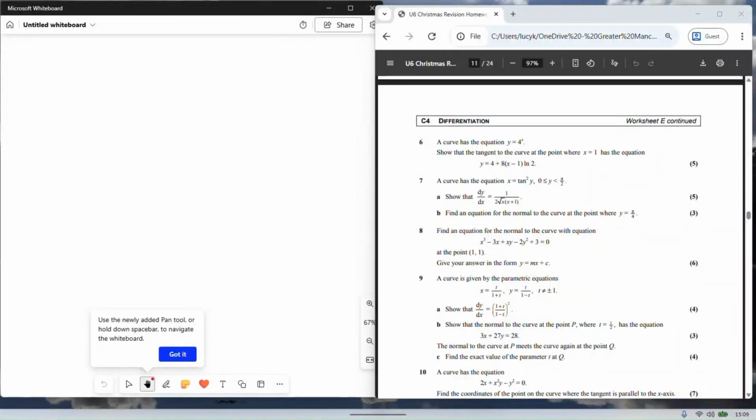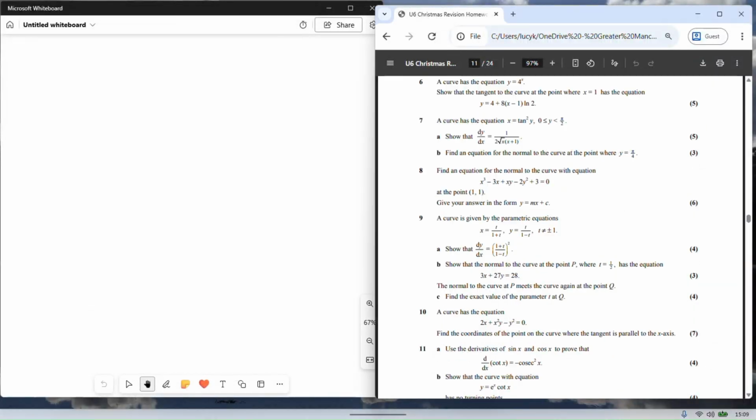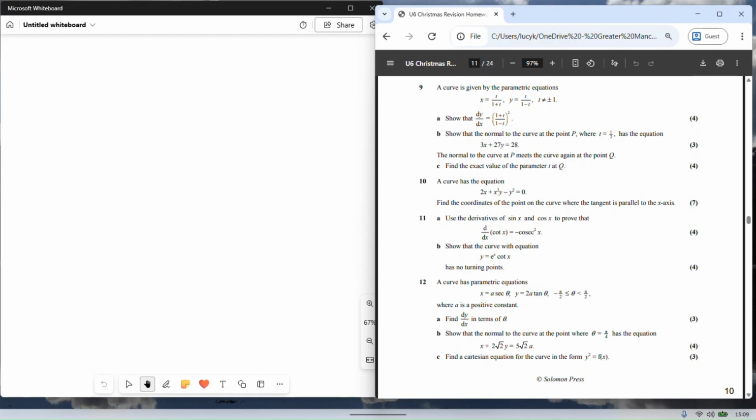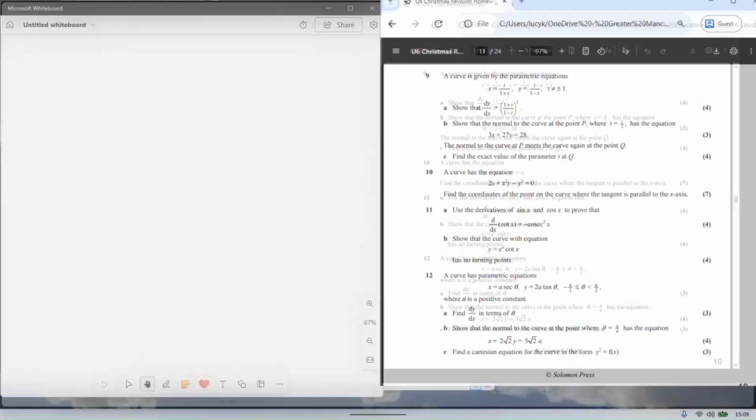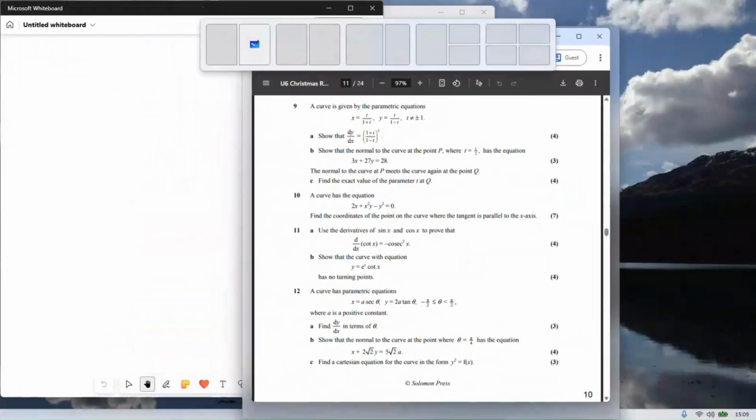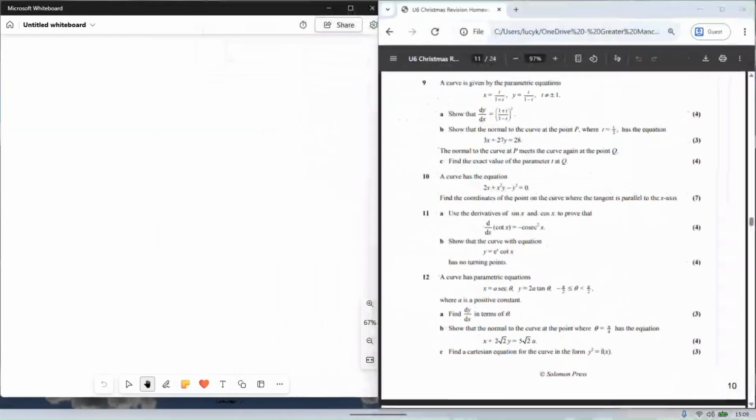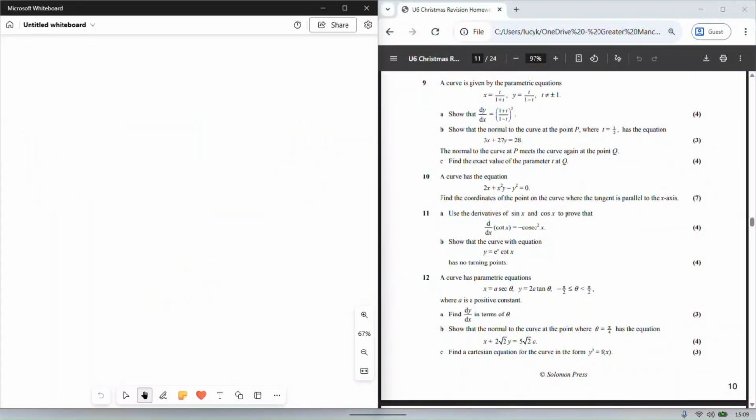So I'm now going to go through this question 11 on the C4 differentiation thing. Yes, there we go. So the first bit of the question is, using the derivatives of sin x and cos x, prove that cot x will differentiate to minus cosec squared x. So it's literally telling you to use sine and cos.